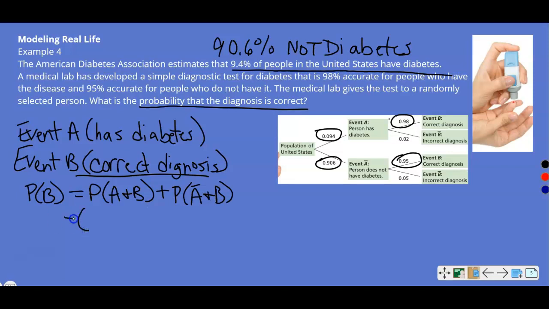All right, so we're going to have the probability of A and B. So we're going to have 0.094 times 0.98. That comes from right here. And then we're going to have the probability of the complement, 0.906. And then that's going to be times the correct diagnosis, 0.95. All right, so what is that going to give us?